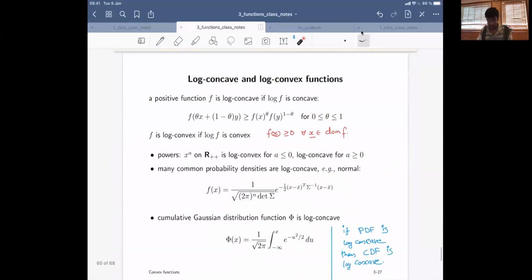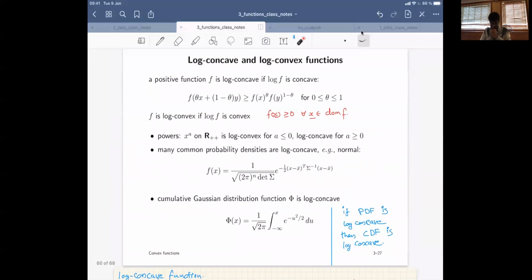Let's move to another concept, which is log-concave and log-convex functions. These are again simple definitions. A positive function f is log-concave if log of f is concave. Or, for example, you have a function f, you take log of that, and log of f is convex. In that case, you will say that the function f is log-convex. That's all.